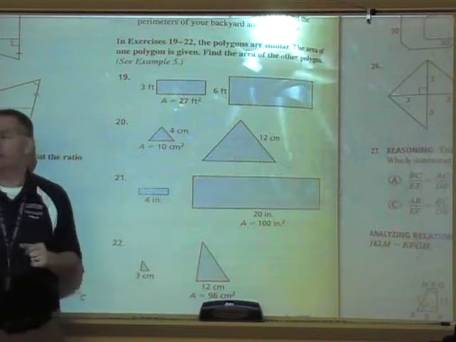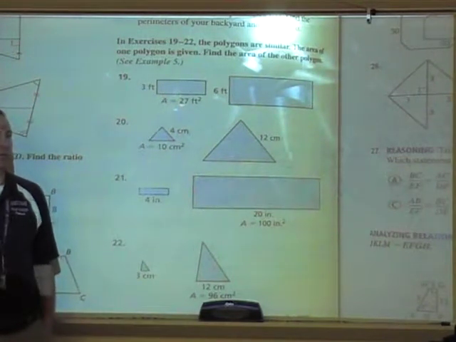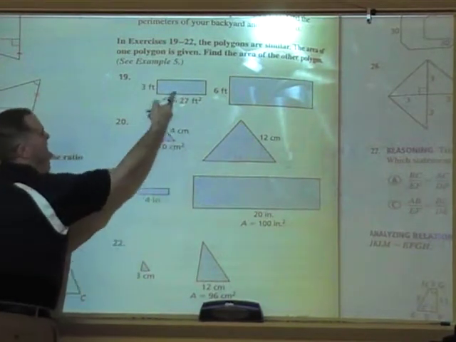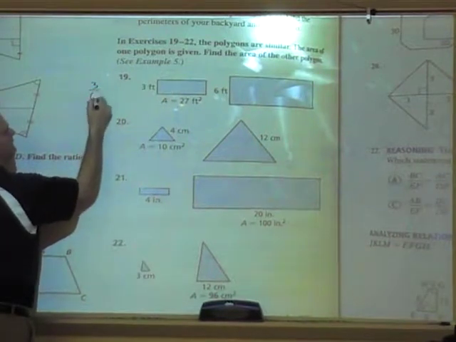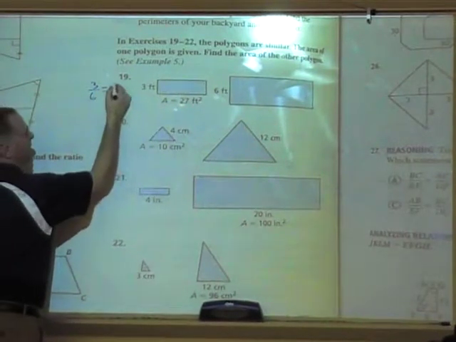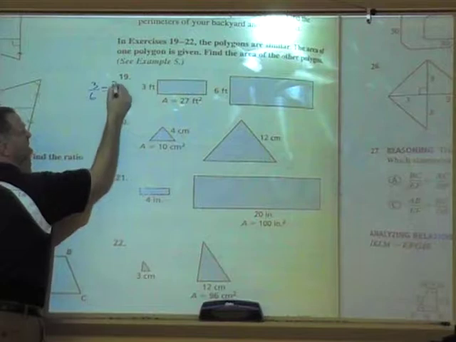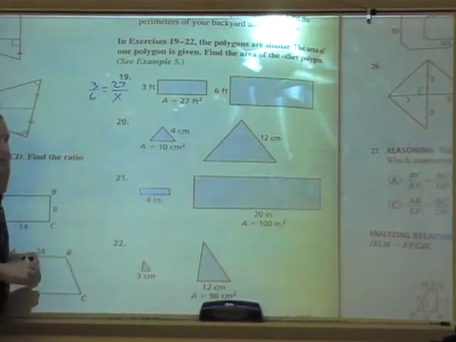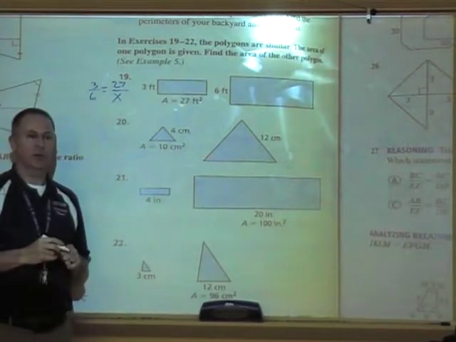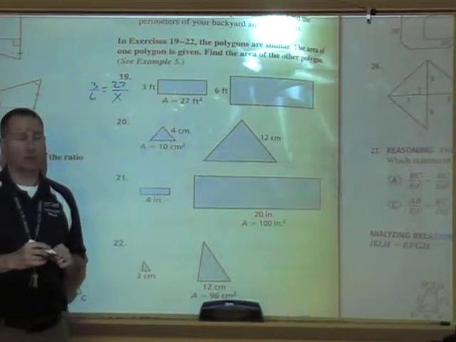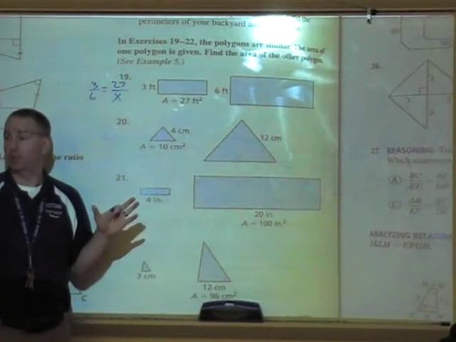You set this up the exact same way, and this is your other theorem that's in the book. So I'm going to set up this ratio. 3 is to 6 as the area, this is the smaller one, so it goes on top, is to the other area. Now, this is not going to give you the same answer if you cross multiply now. Not going to give you the right answer.